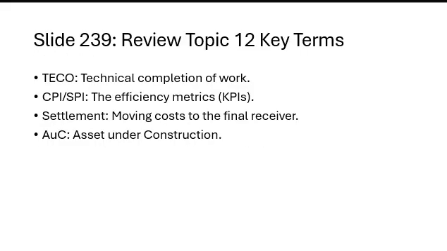Let's review our important topics in topic number 12. TCO, this is the technical completion of project work. CPI and SPI are efficiency metrics for the KPIs. Settlement moves cost to the final receiver account. AUC means the assets under construction category. These are the terms that form the foundation of project evaluation, and understanding them will help you navigate the ERP project closing. The review will ensure clarity before the summary checklist discussion.